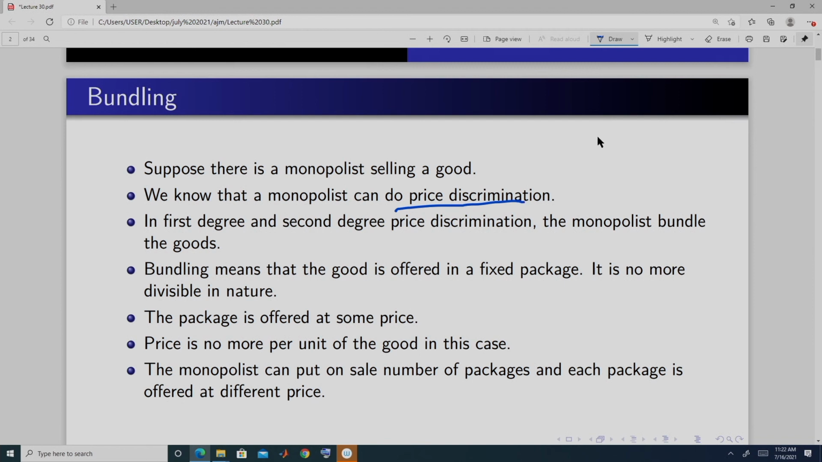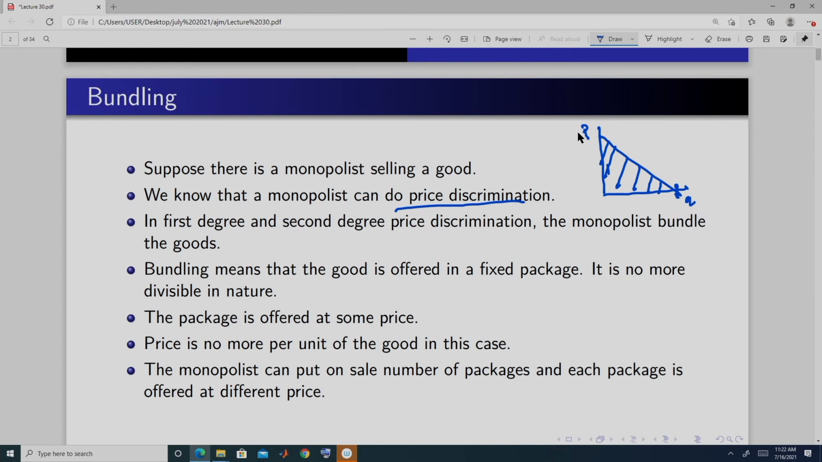Suppose we have a demand curve like this, and suppose there is no cost, marginal cost is 0. Then this whole amount will be packaged at a price which is given by this area below the demand curve, when this is the quantity and this is the price. This we have seen in first degree price discrimination.